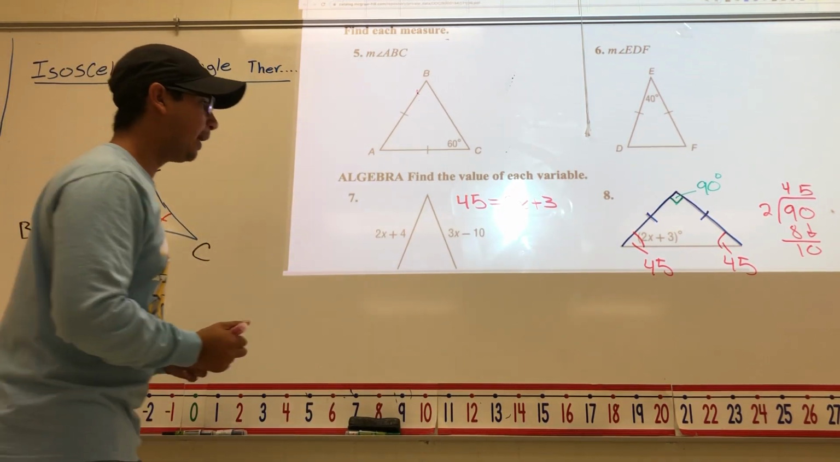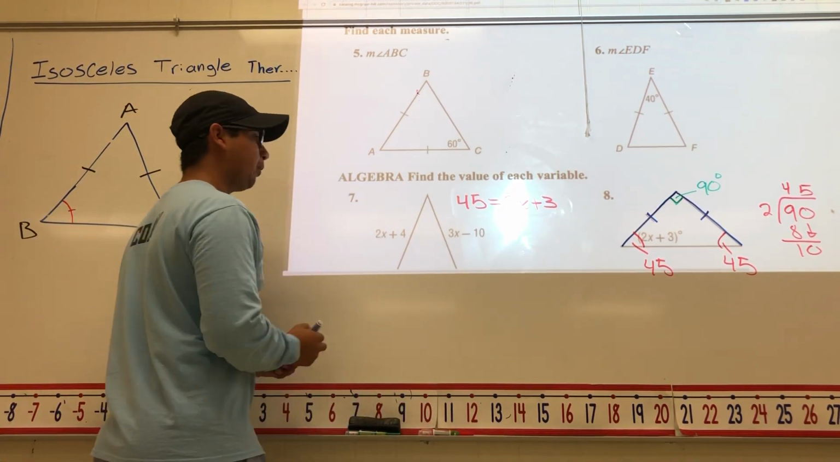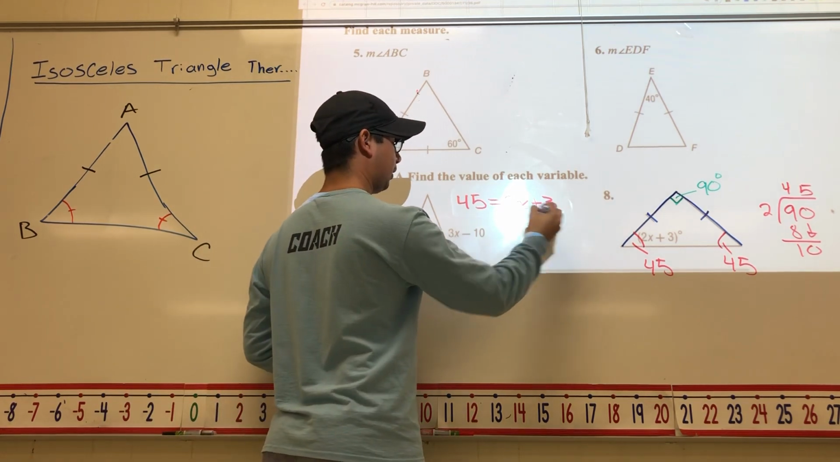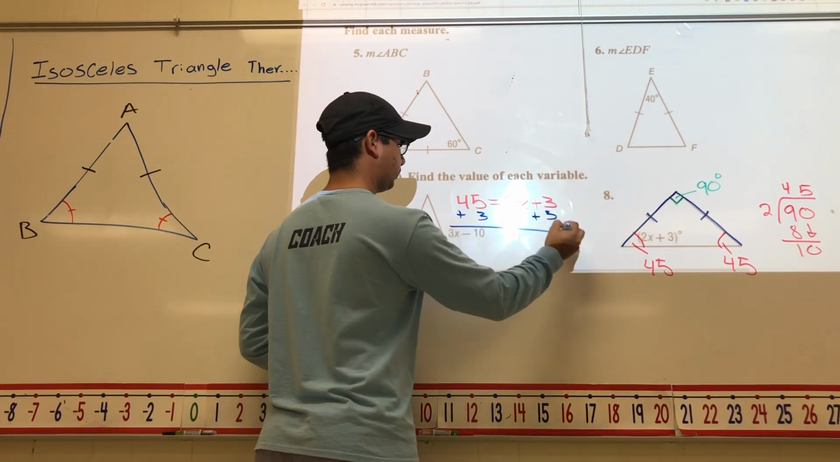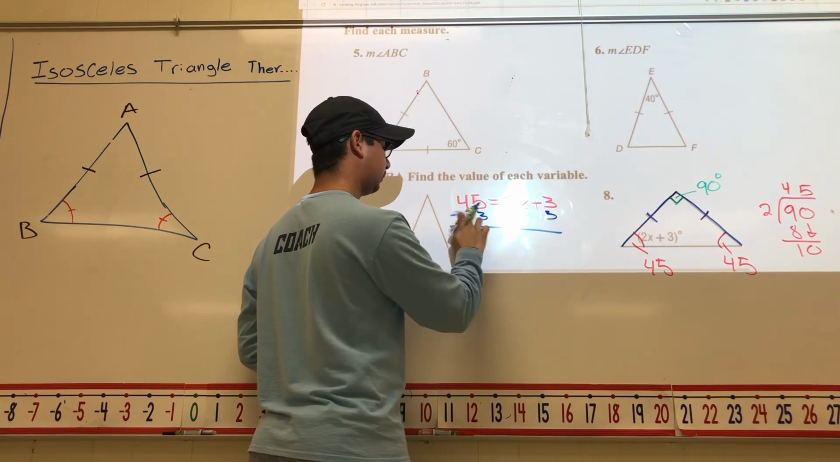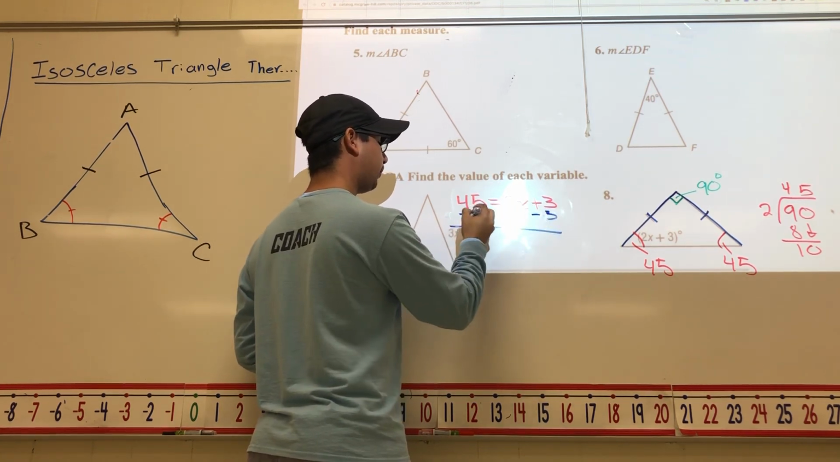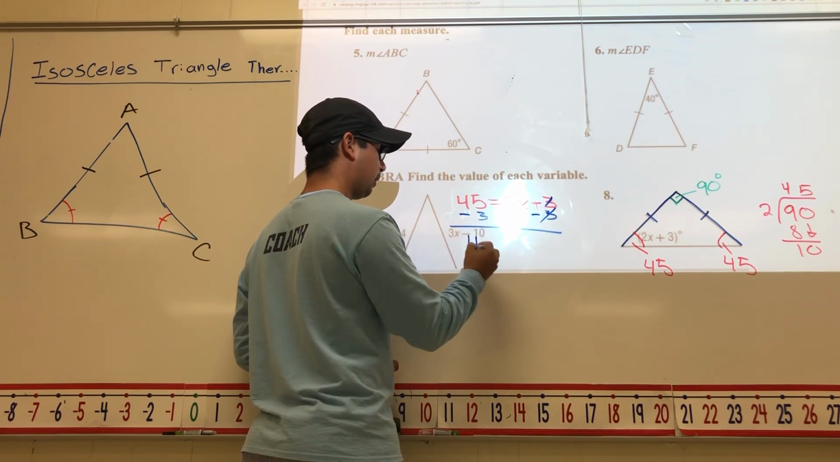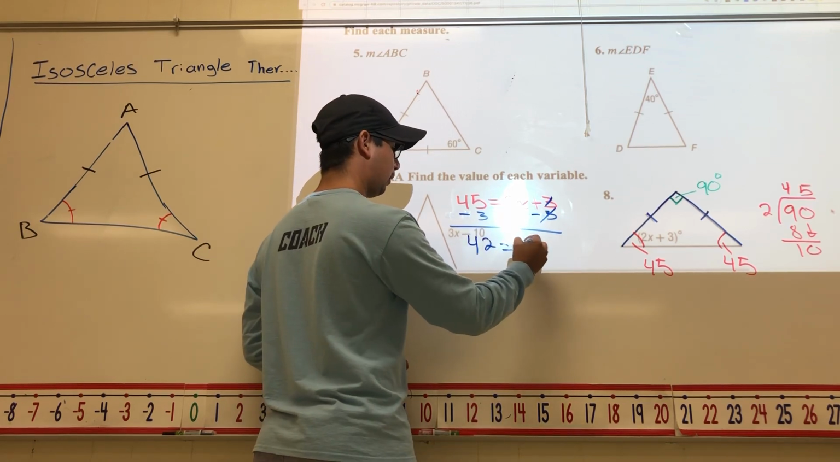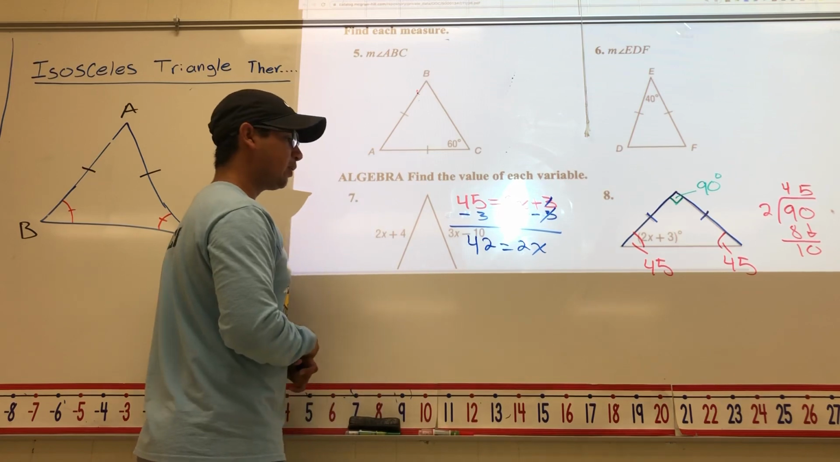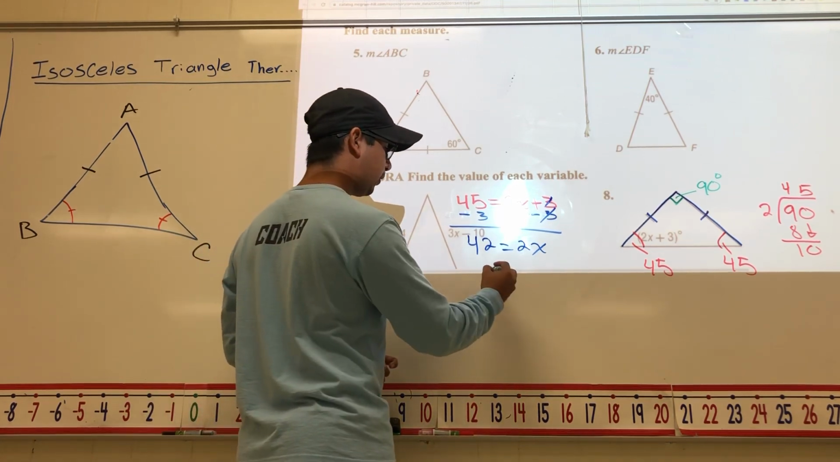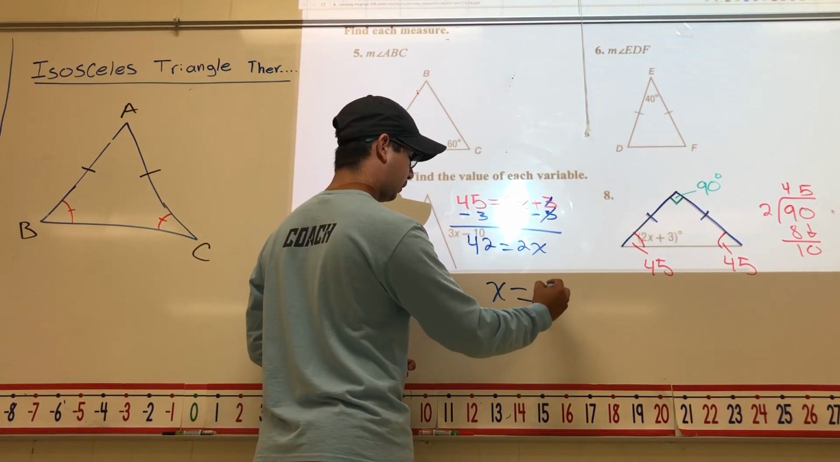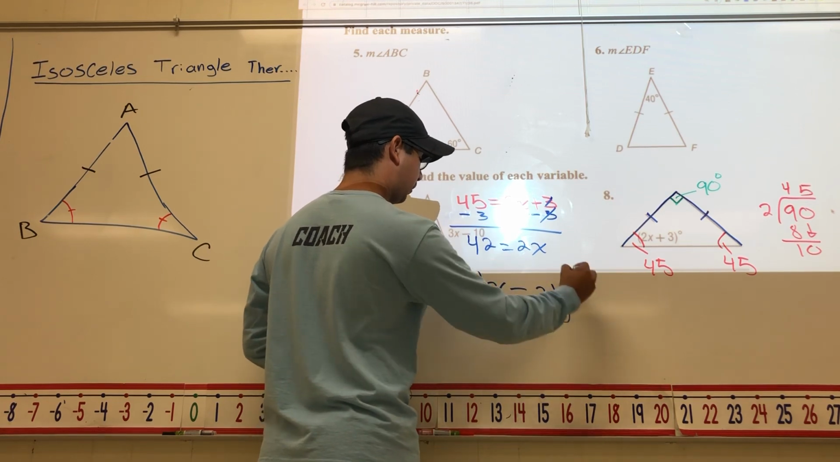But you could also do it by hand. What we would do here, we just subtract 3 from both sides. Sorry, not plus 3, we do minus 3 on both sides. This cancels. Here we're left with 42 equals 2x. And then we just divide by 2. 42 divided by 2 gives you 21. So x equals 21.